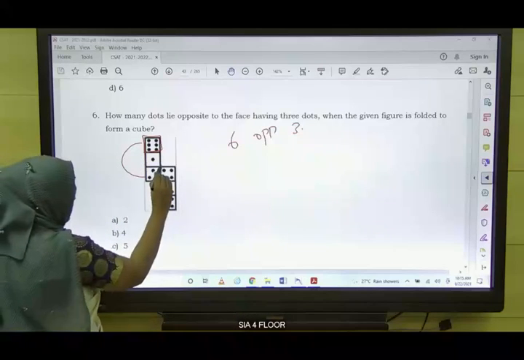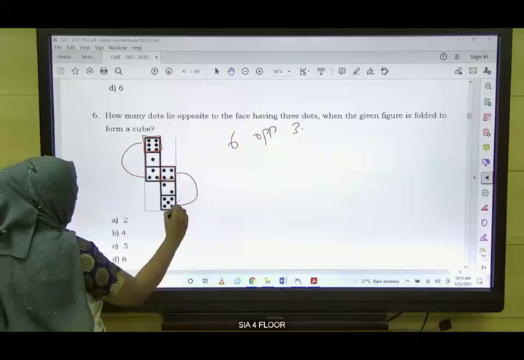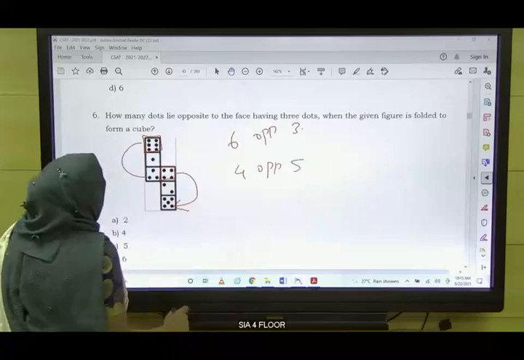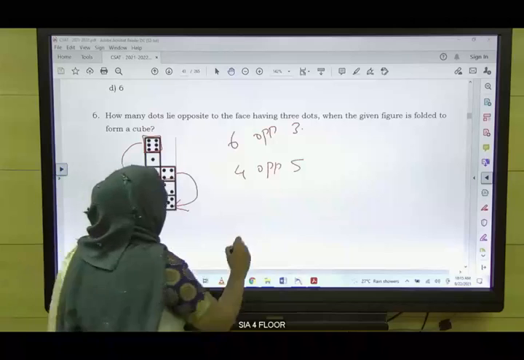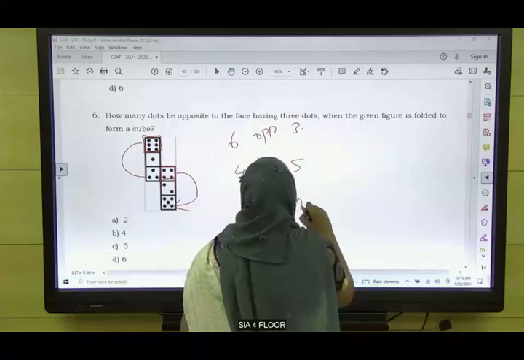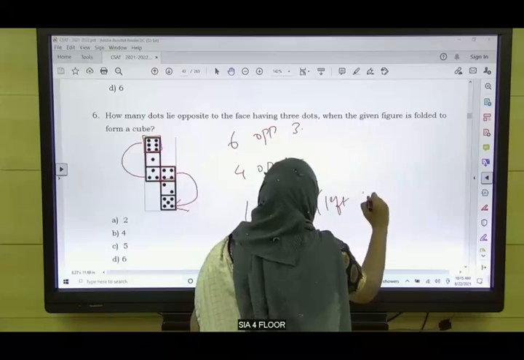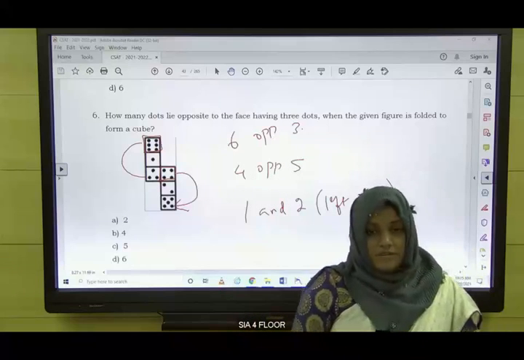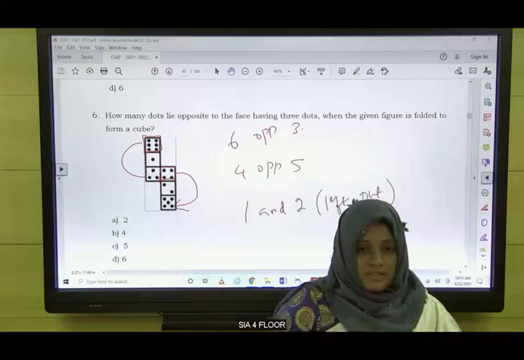If you take this one, you skip one and see the next one. So 4 is opposite to 5. Then the rest, 1 and 2, are left out, and that makes another pair. So this is how you have to find out the opposite sides or faces.